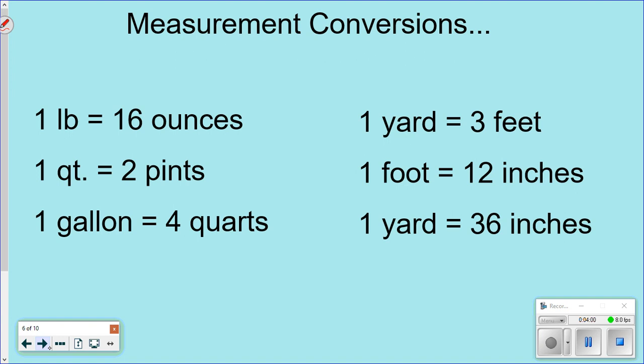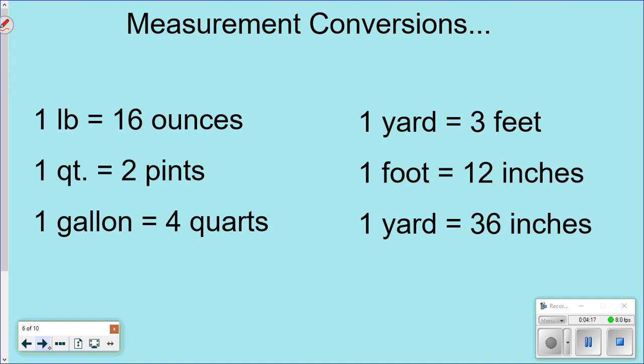Okay. Another thing we have to think about is if there are 2 different types of units of measure. Now, when you're writing a ratio with units of measure, it's a little bit different. So I need you to make sure that you have some of these things written down because you're going to need to know these conversions.